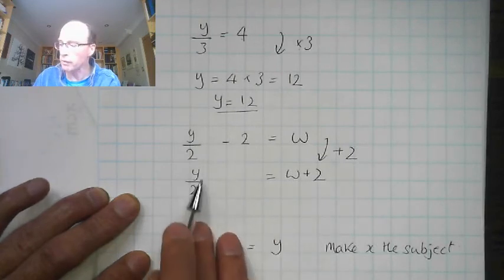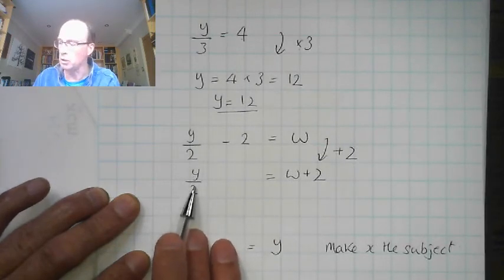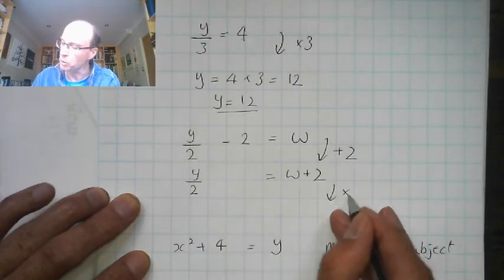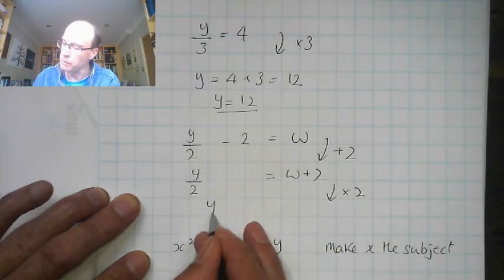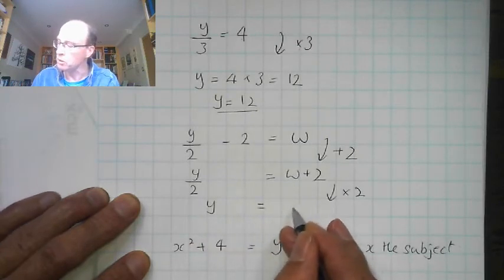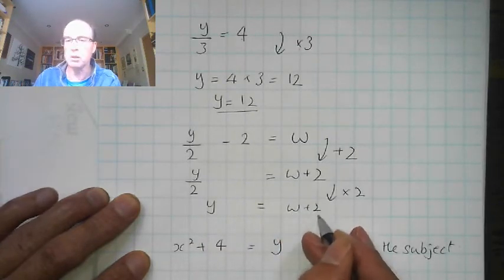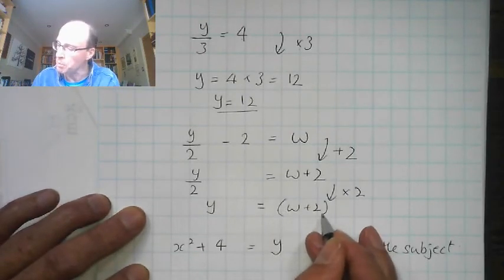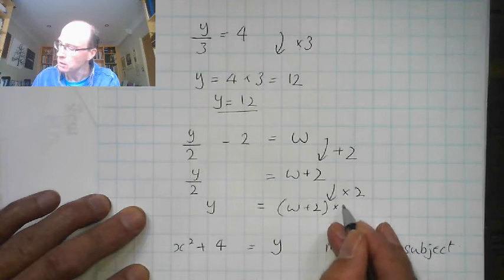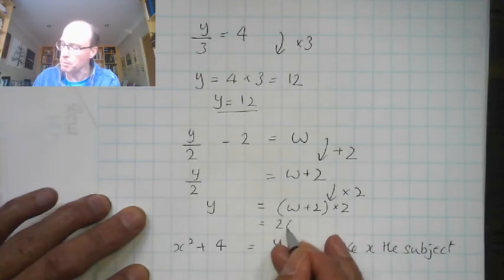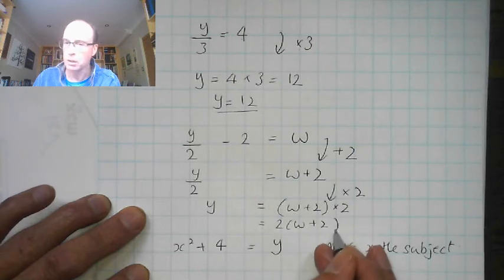Getting close, but I've got this y divided by 2. So I want to do the opposite of dividing by 2, and that's multiplying by 2. So on the left I've got y, and on the right I've got w plus 2, and I want to multiply the whole thing by 2. So I can either put my brackets around it, multiply by 2. I normally write that with the 2 in front of my brackets, w plus 2.